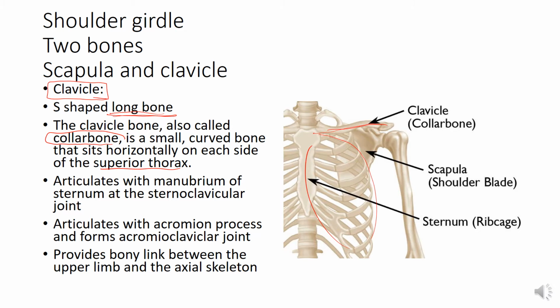It articulates with the manubrium of the sternum at the sternoclavicular joint. So this is the sternoclavicular joint. Laterally, it articulates with the acromial process of the scapula to form the acromioclavicular joint. Now, this provides a bony link between the upper limb and the axial skeleton. So these two joints provide the bony link between the upper limb and the axial skeleton.